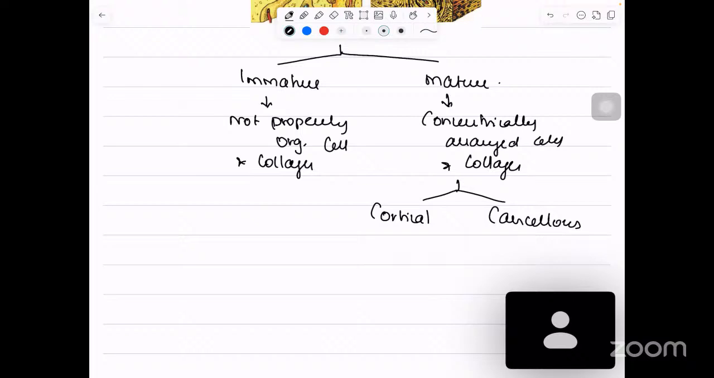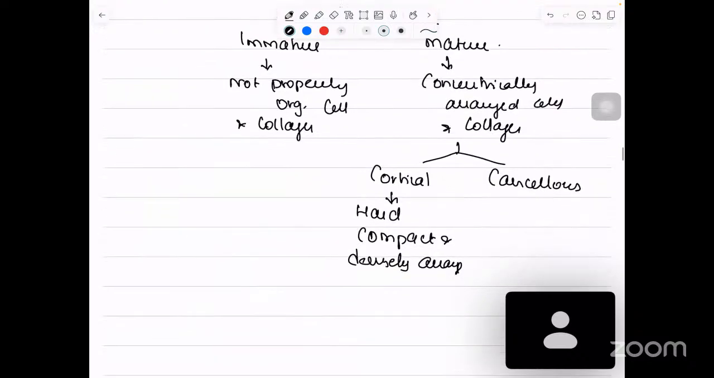Cortical bone, these are hard, compact, and densely arranged. Here in cancellous, it is spongy. Though it is spongy, the cells and collagen are concentrically arranged.